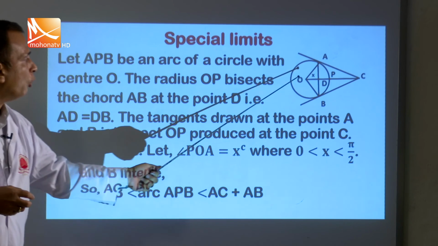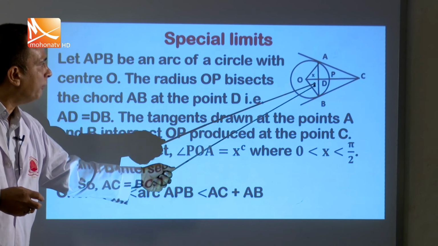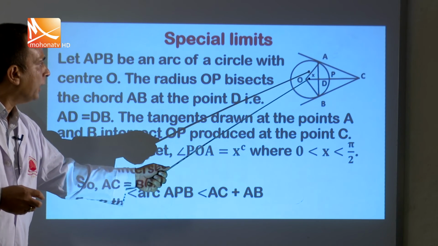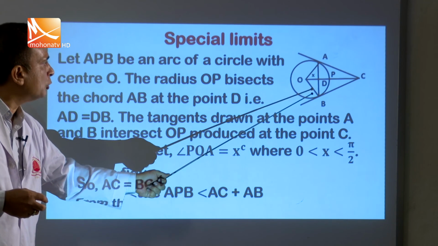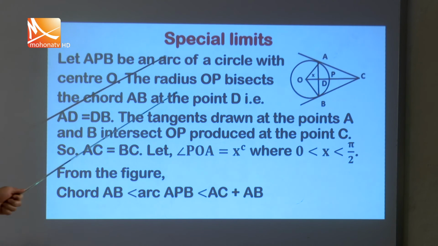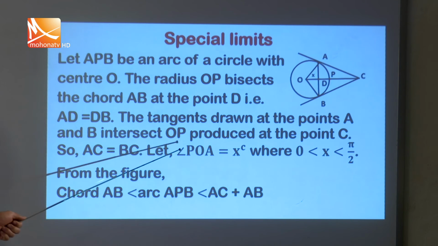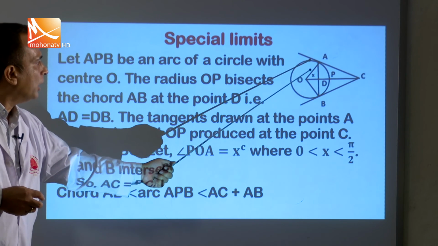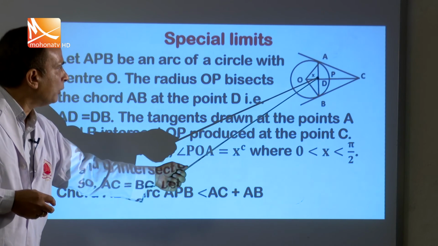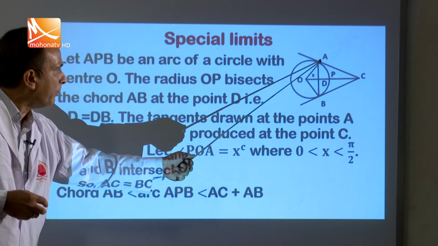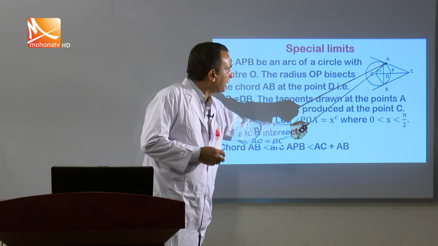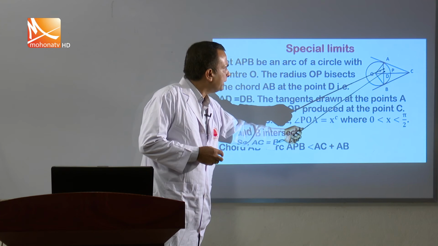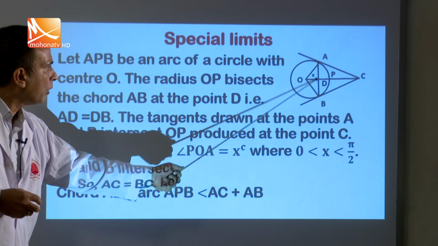You just see that the radius OP bisects the chord AB, that is AD equals BD. Again, the tangents AC and BC drawn at the points A and B intersect at the point C. So OP bisects the arc APB. So P is the midpoint of the arc APB, and D is the midpoint of chord AB.